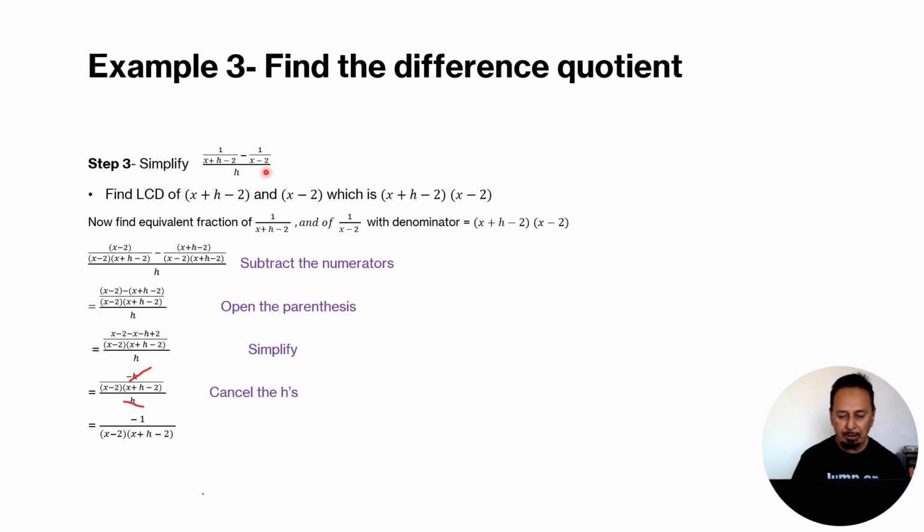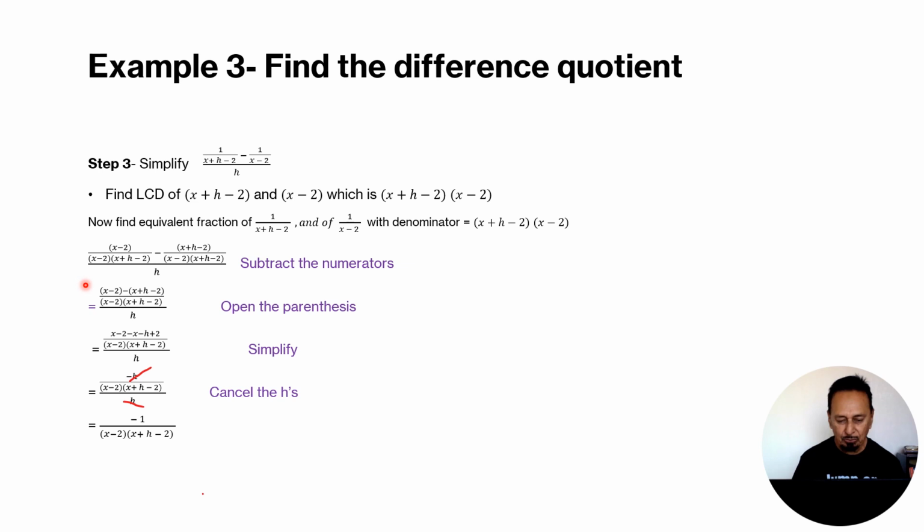Now we're going to step 3, we're going to simplify 1 over x plus h minus 2 minus 1 over x minus 2 over h. While these are two fractions, we have to combine them into a single fraction. So they have different denominators, so we find the LCD. The LCD is x plus h minus 2 times x minus 2. So now we have to write the first fraction as its equivalent fraction with this denominator. To do that, we're going to multiply the top and bottom of the first fraction by x minus 2.